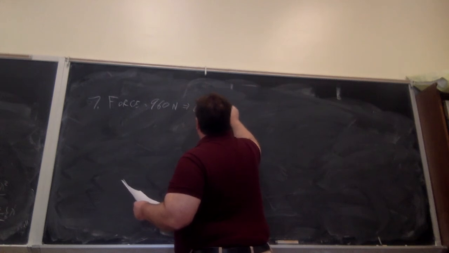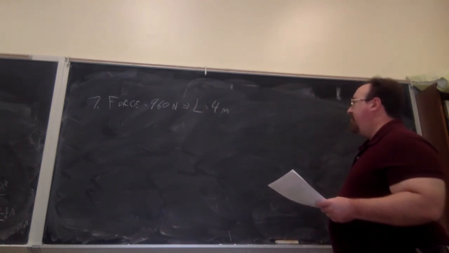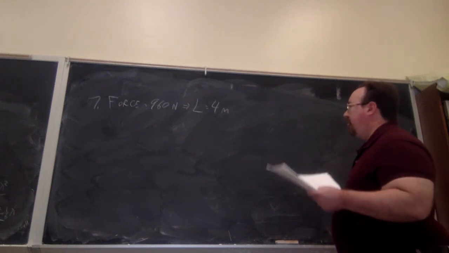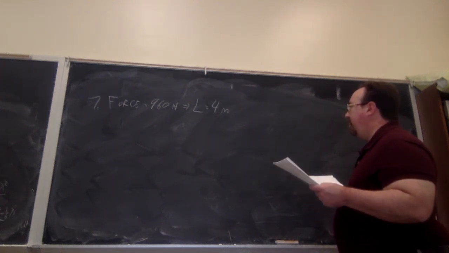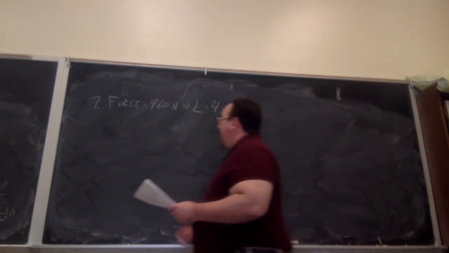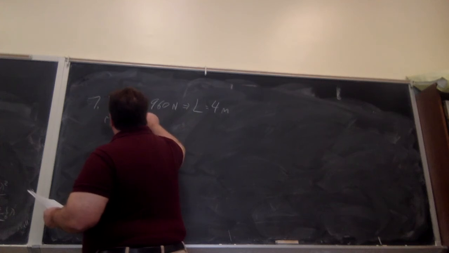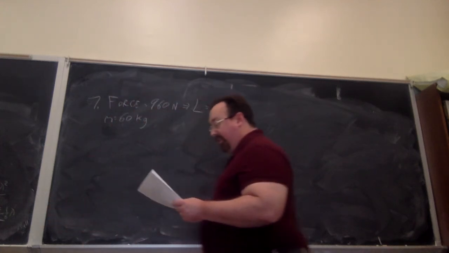So L, the capital L, refers to the length that the spring is stretched by the object or whatever force is imposed on it, which is 4 meters in this case. The mass of the object attached to the spring is 60 kilograms.